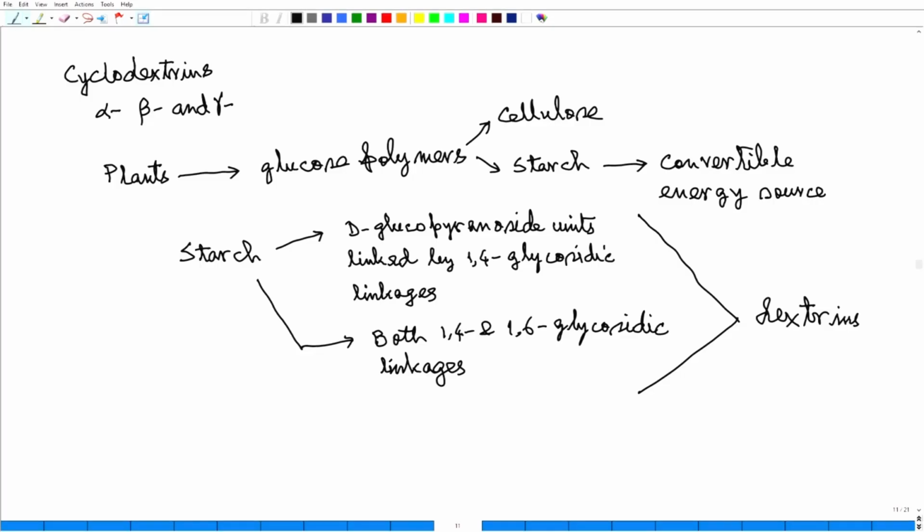Okay. These dextrins are very important compounds. They are produced in large quantities industrially by ionizing radiation and so on, because they have various industrial applications. They are used in cosmetics, used as food items, and so on. It is a big industry.